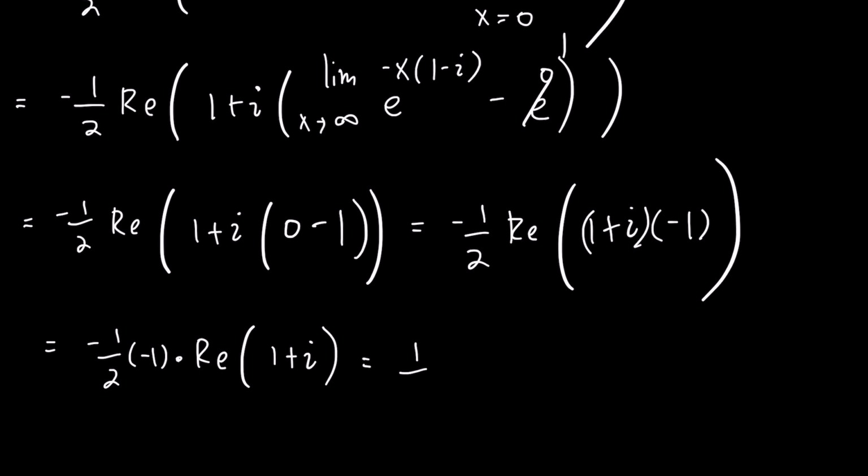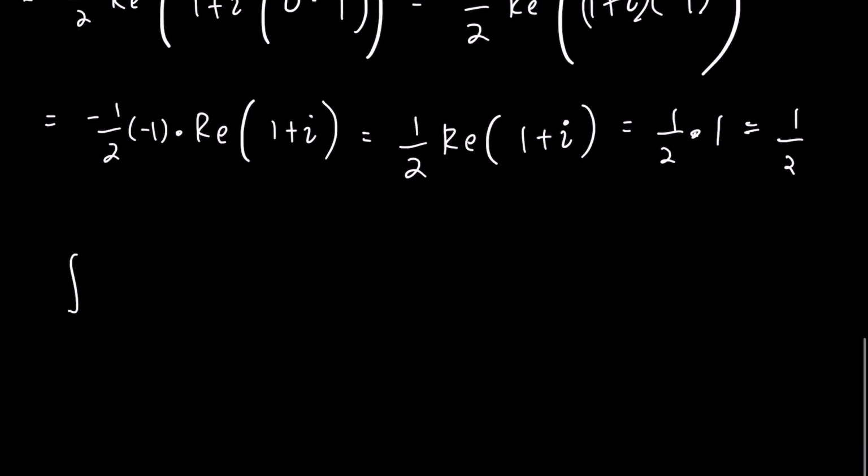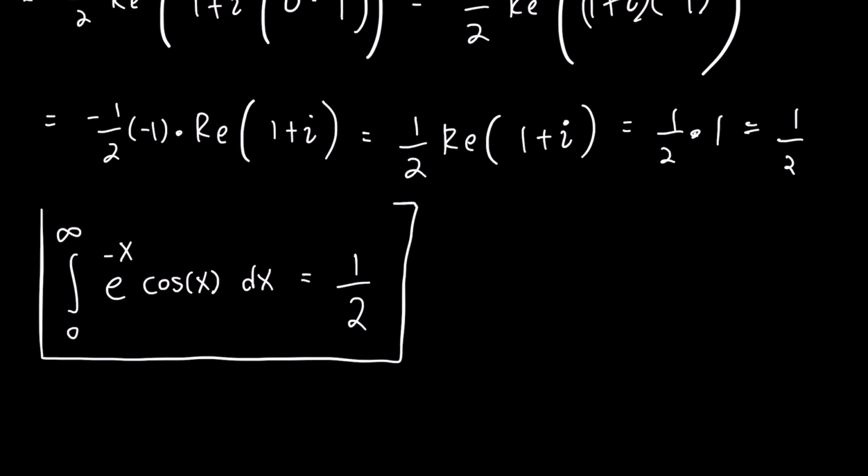So we have 1/2 the real part of 1 plus i. And the real part of this complex number is just 1. So we have 1/2 times 1, or 1/2. So now we have that the integral from 0 to infinity of e to the minus x times the cosine of x dx just equals 1/2. And this is the final result.